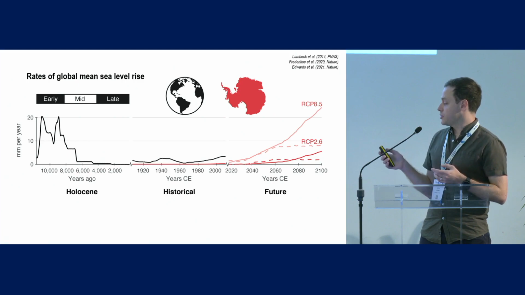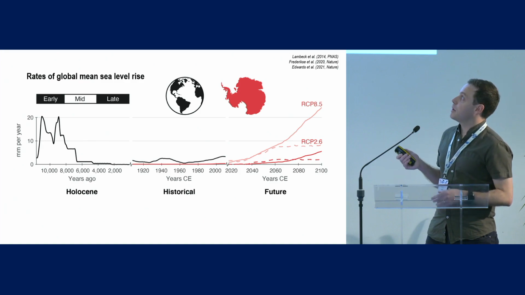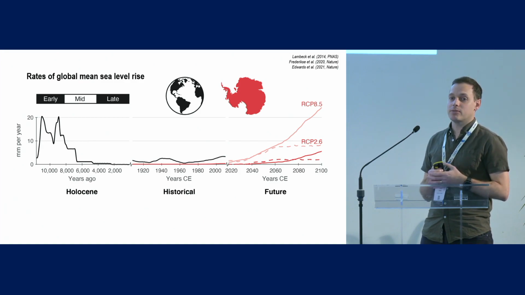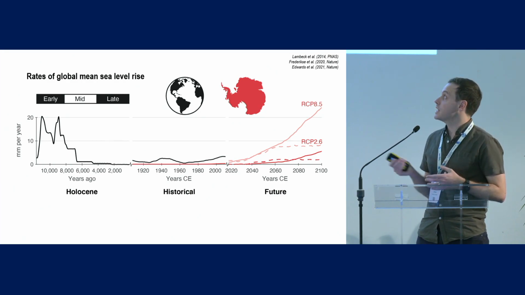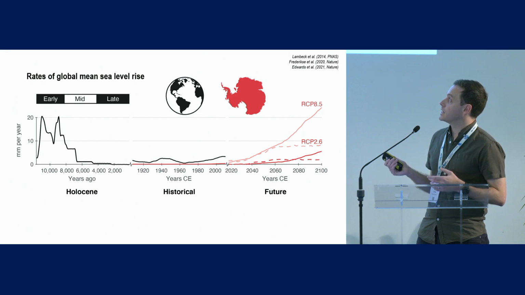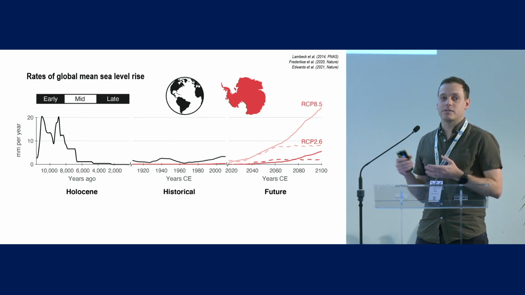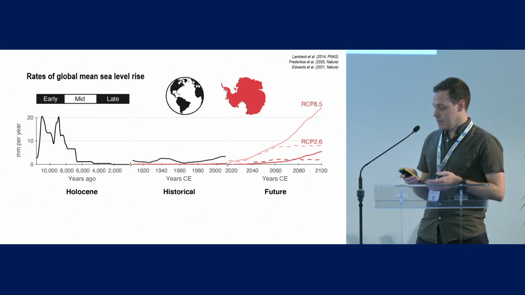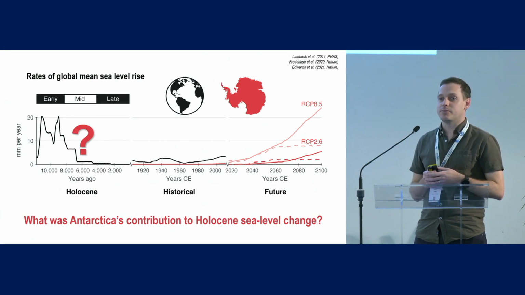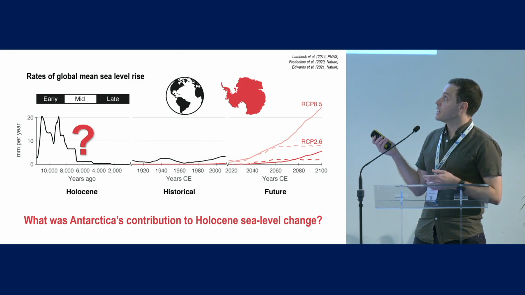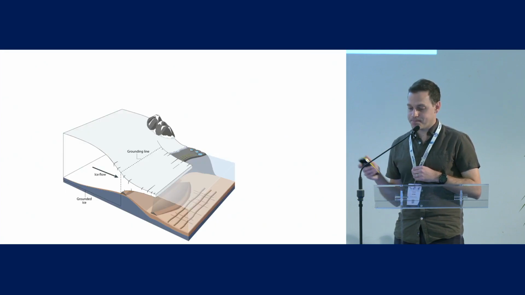If we then look to the Holocene, we can see in the earlier part of the Holocene these high rates of global mean sea level rise, possibly similar to what we're going to be seeing towards the end of this century. Then in the later part of the Holocene it is fairly stable. It's the baseline that current sea level change is assessed against. But it's been quite difficult to gauge what Antarctica's contribution to global sea level through the Holocene is, which warranted some further investigation.